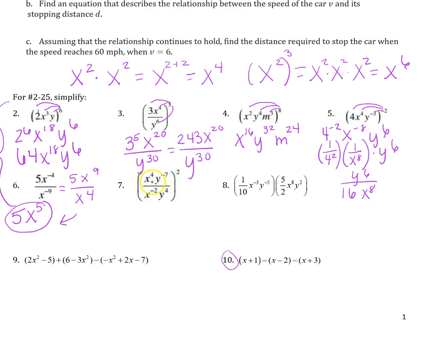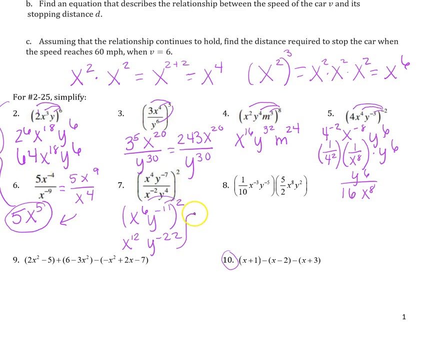So when I do 4 minus a negative 2, that gives me a 6. So x to the positive 6. Negative 7 minus 4 gives me y to the negative 11. And this is still all being raised to the second power. Okay, now I'm going to distribute again. So I've got x to the 12th, y to the negative 22nd.